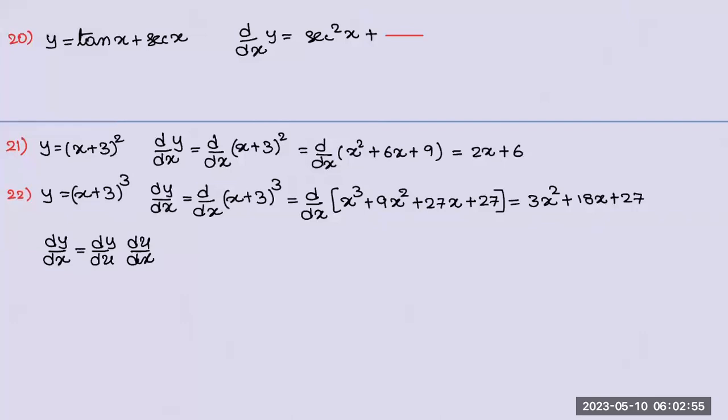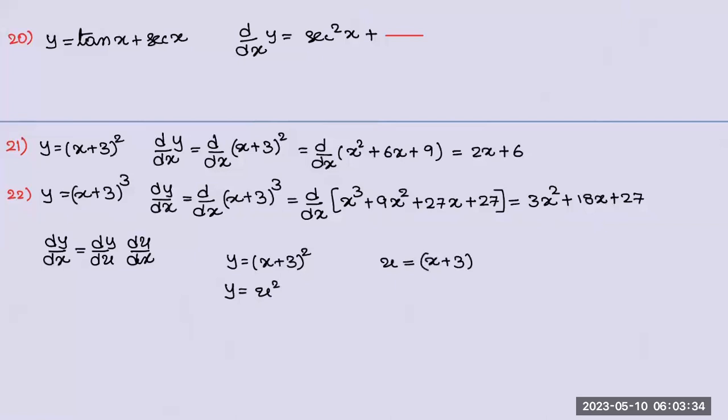So I'll take the 21st problem once again: y is equal to (x plus 3) whole square. Now I define an intermediate function u is equal to x plus 3. Then I can write like this: y at any time can be defined as what? Tell me. u square.